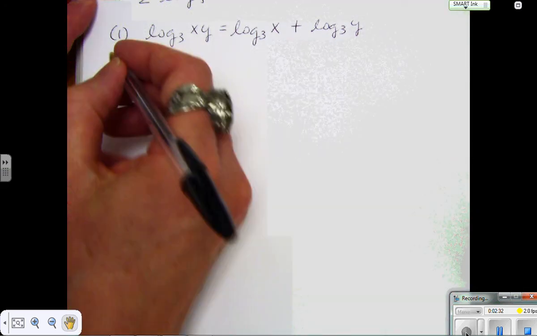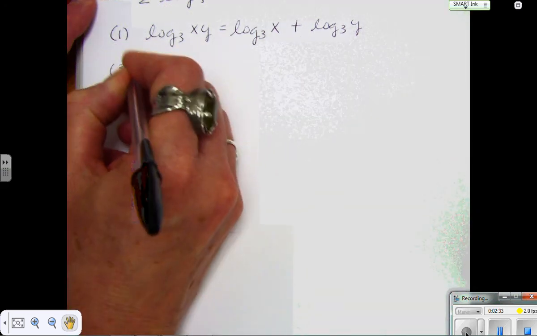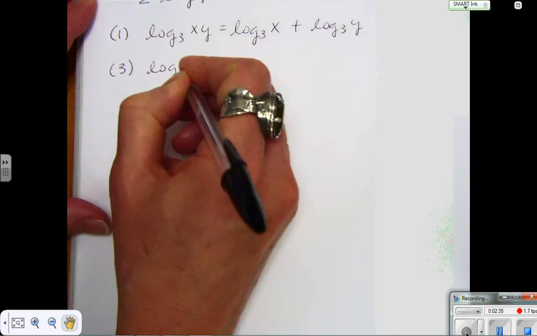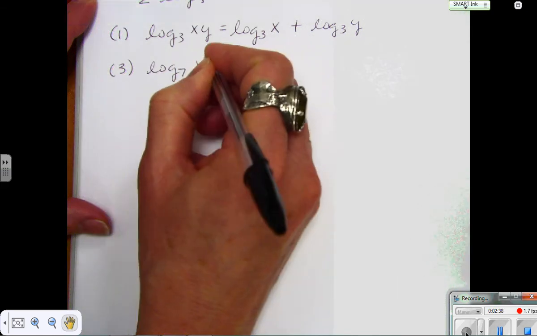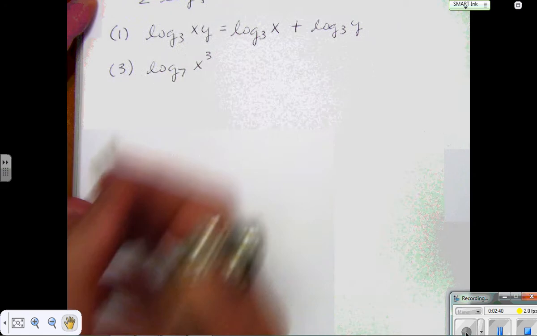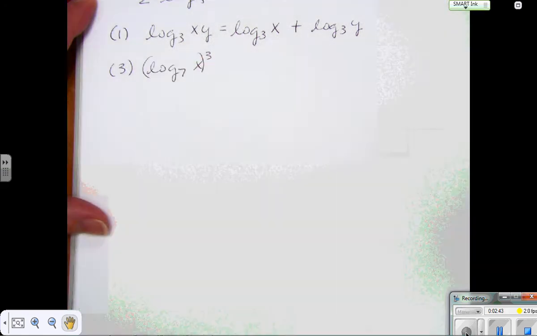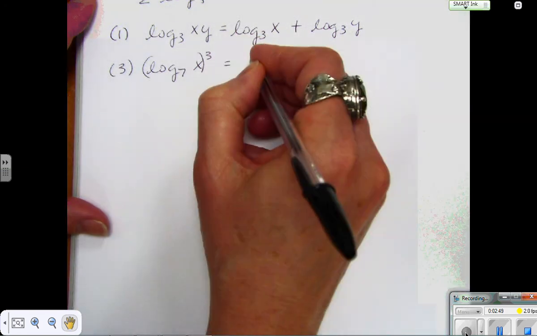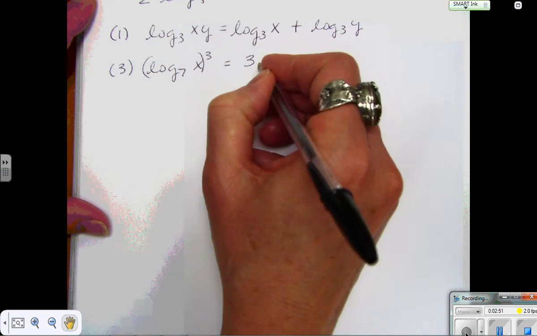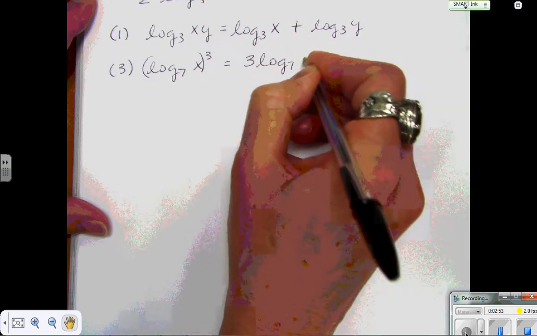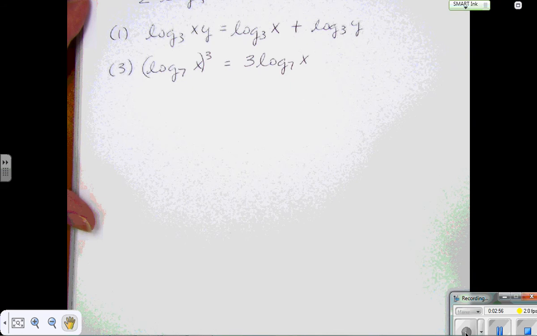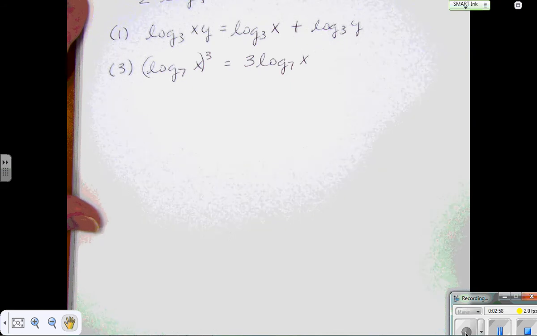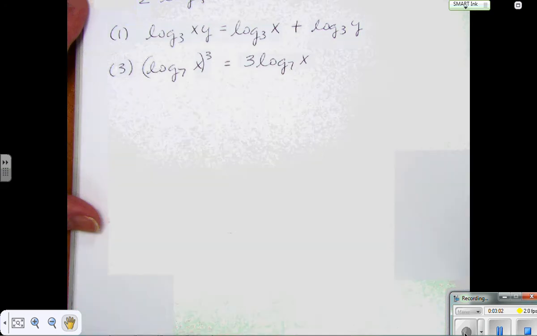Okay, let's look at number 3. Log base 7 of x to the third. So log base 7 of x is an exponent, and you're taking a power and raising it to another power. So to expand it, we're going to move the third exponent, the 3, and write it in front of the logarithm, and that's expanding it. So you're multiplying the two exponents together. Any questions? All right, let's do one a little harder.